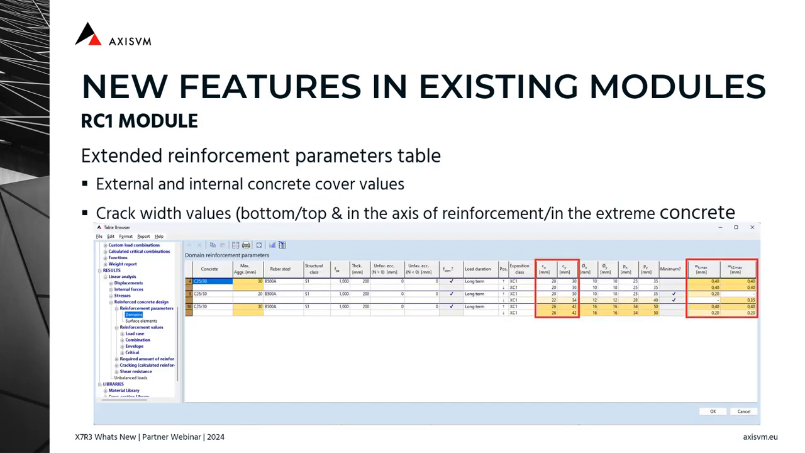The second new feature regarding RC1 is that in the table browser, additional data is stored in the tables of RC design. This means there are now individual columns in the tables for external and internal concrete cover values, so X and Y directions, top and bottom for each domain, and crack width limitation values, bottom and top, and in the axis of the reinforcement in the extreme concrete layer. These can be seen here.